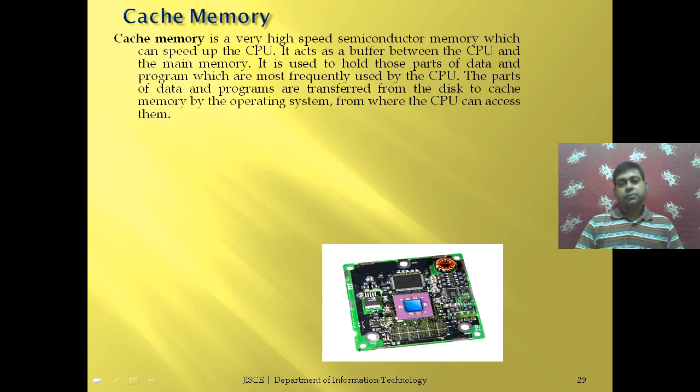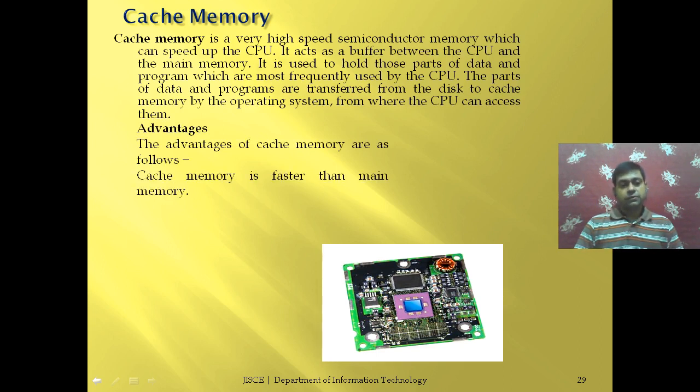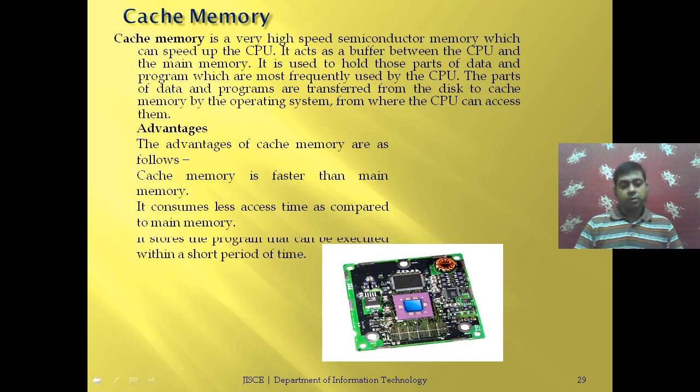The parts of data and programs are transferred from the disk to the cache memory by the operating system, and from there the CPU can access them. So what are the advantages? They are as follows. Cache memory is faster than main memory, that we all know. It consumes less access time as compared to main memory, and it stores the programs that can be executed within a short period of time, and it stores data for temporary use.